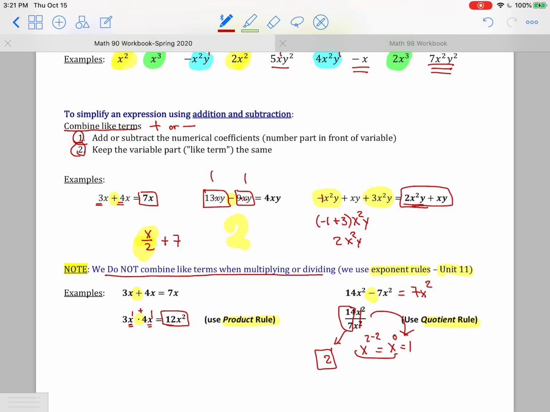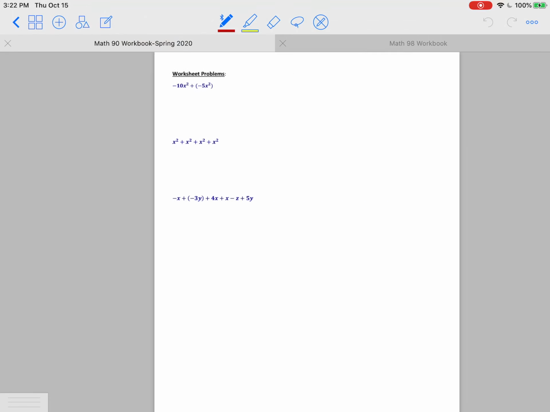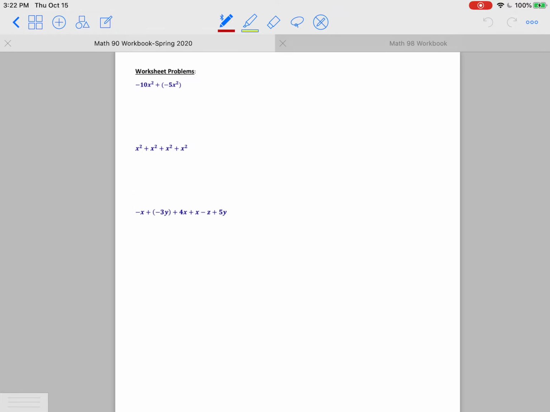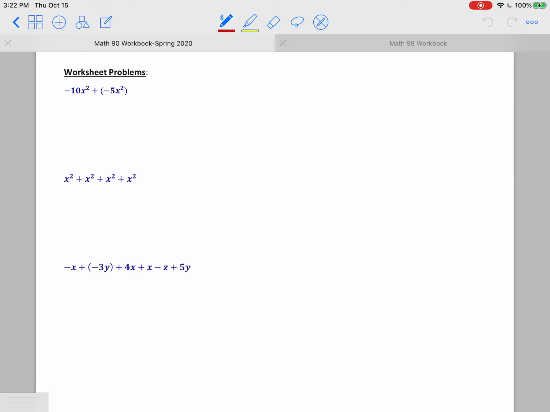My whole point in bringing this up now is I want you guys to understand that combining like terms is just for addition and subtraction. All right, and let's end with just a few problems that we can use to practice. Some of these are from your worksheet.